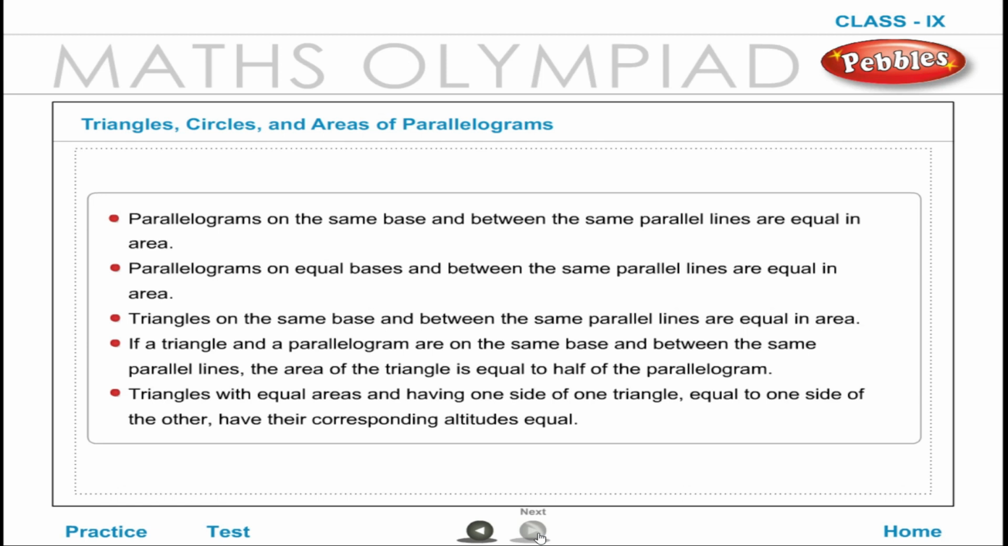Triangles with equal areas and having one side of one triangle equal to one side of the other have their corresponding altitudes equal.